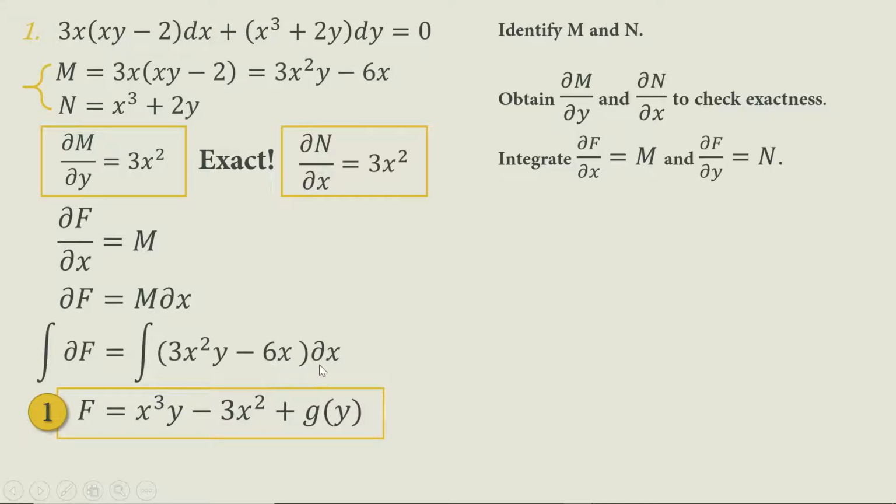minus 3x squared, kasi the integration of 6x dx is equal to 6x squared over 2. 6 over 2 is equal to 3, so magiging 3x squared na lang siya. And then we have to add the g of y.